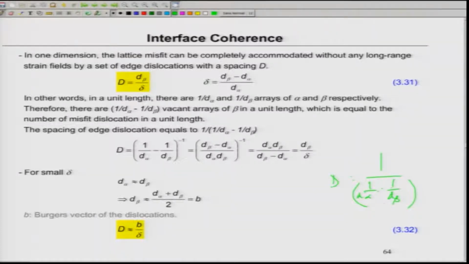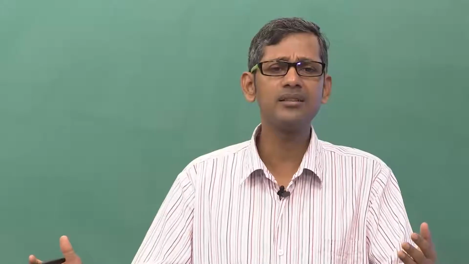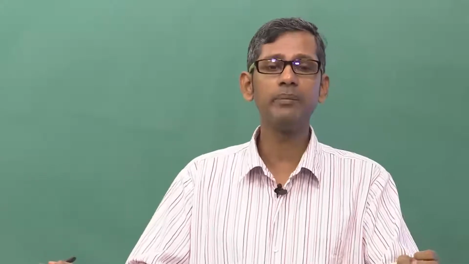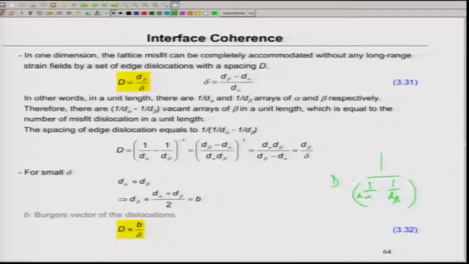So, that is why when the misfit is very small, you need only one or two dislocations along the boundaries to create such kinds of interfaces, and then the energy of the boundary is slightly higher than the coherent boundaries, but not much. That is what happens in many of the superalloys, where this misfit is so small that one or a few dislocations are enough to create such boundaries, and these are actually very stable boundaries.